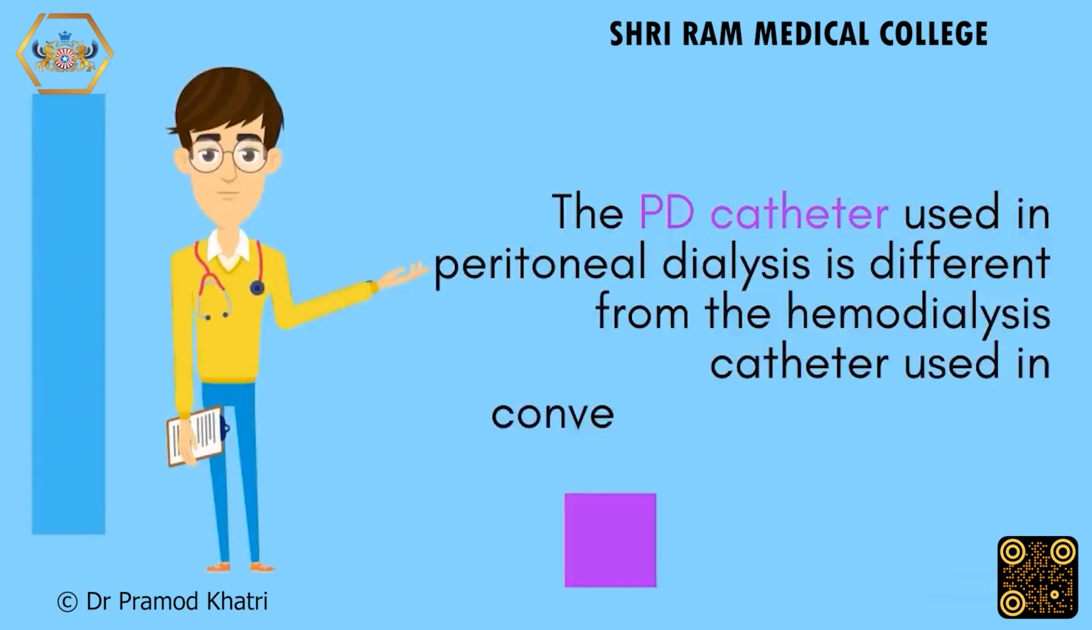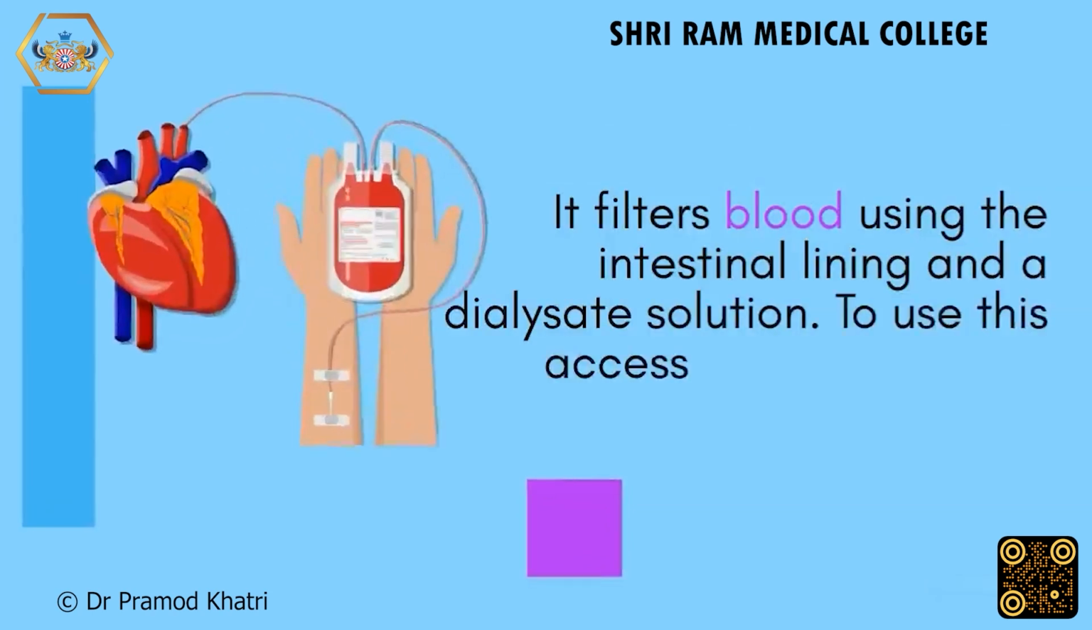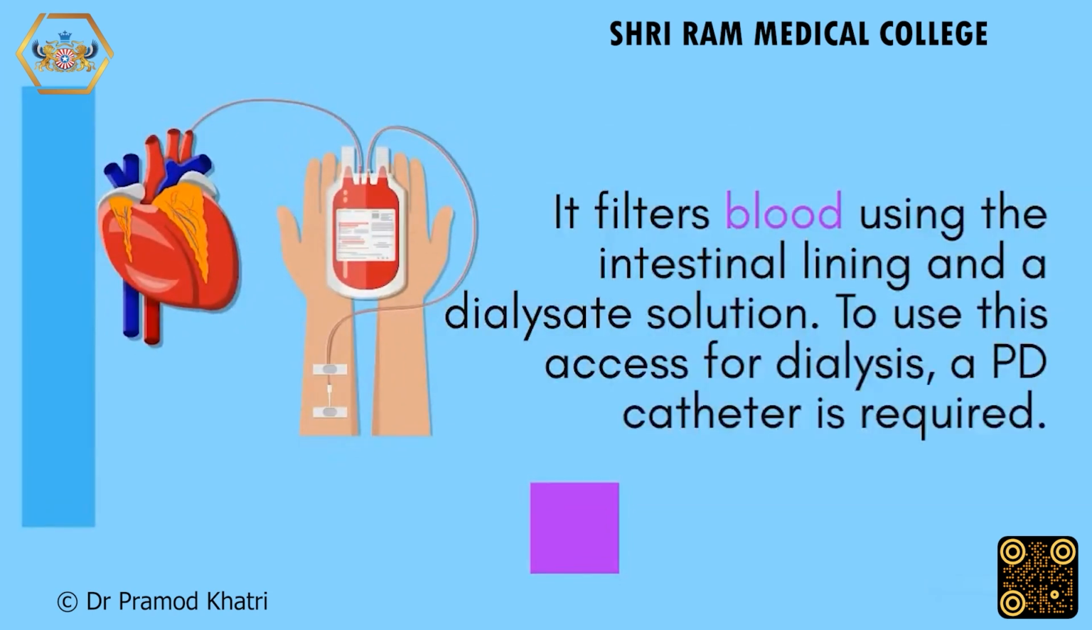The PD catheter used in peritoneal dialysis is different from the hemodialysis catheter used in conventional hemodialysis. It filters blood using the intestinal lining and the dialysate solution. To use this access for dialysis, a PD catheter is required.